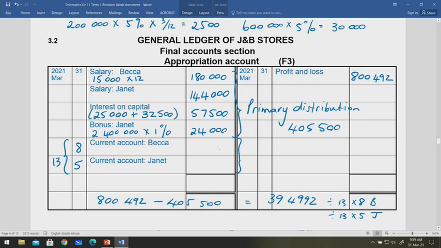So Becca is going to receive of the remainder of the profit 243,072, and Janet is going to receive 151,920. And this account must close off. At the end, it must close off. No balance on the appropriation account.